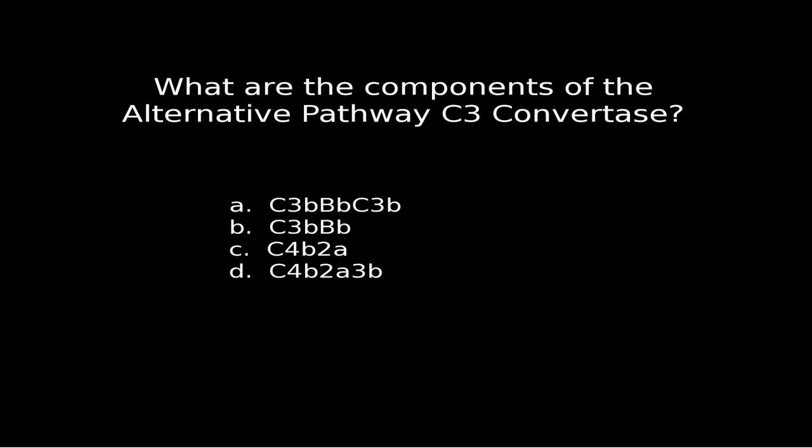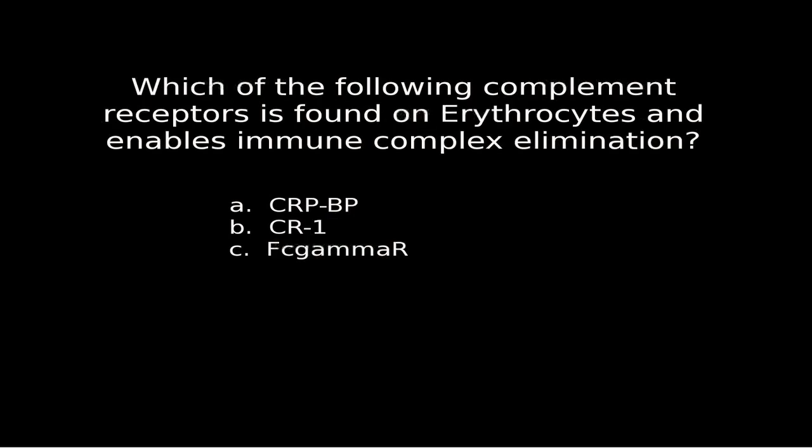If you look at answer C, that answer, C4b2A, is going to be your C3 convertase for the classical pathway. And if you look at D, C4b2A3b, that's going to be your C5 convertase for the classical pathway. Number 6 is, which of the following complement receptors is found on erythrocytes and enables immune complex elimination?